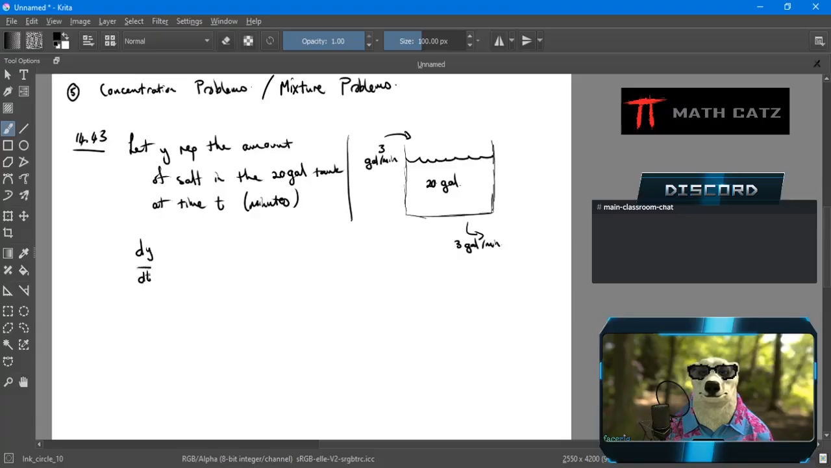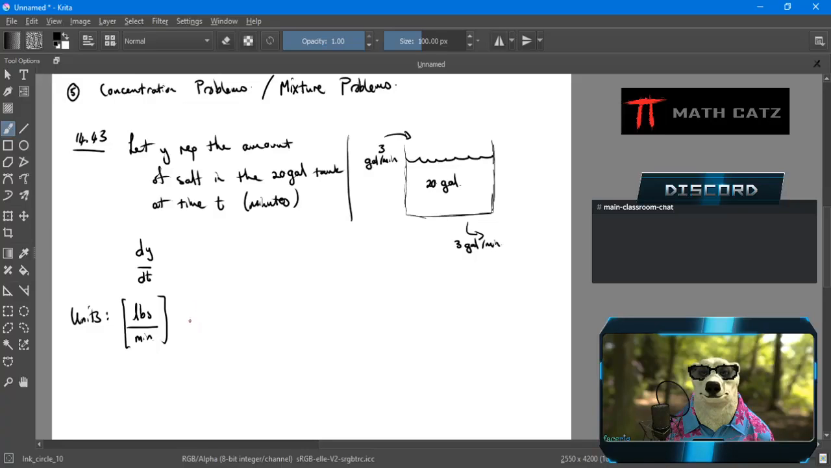So the rate of change in the amount of salt, or the increase in the salt amount in this tank, can be calculated in two ways. First of all, it's represented by dy/dt. Now let's keep track of the units here, which might be helpful. This is going to be pounds per minute, because y is in pounds and time is in minutes.